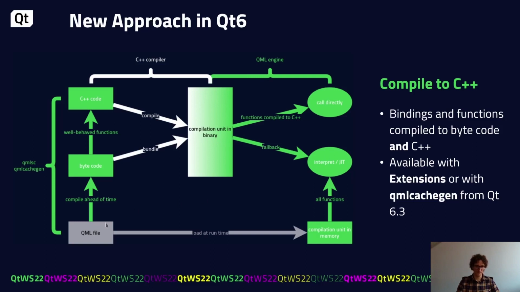But in addition, after generating the bytecode, we look at the functions again and see, some of them are well behaved. We can generate C++ code for those. The C++ compiler can compile that to native code, which is also integrated in the binary. And then it can call those functions directly rather than interpreting or JITting them. And those direct calls are faster than the interpretation or the JIT step. And that has been available either with the Qt Quick Compiler extensions or with QML Cache from Qt 6.3.